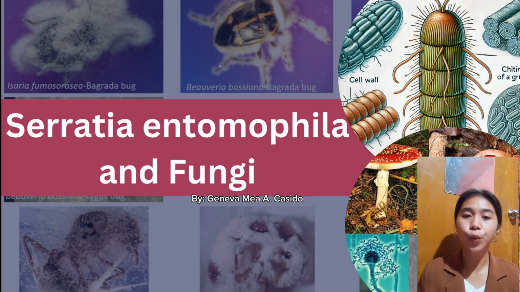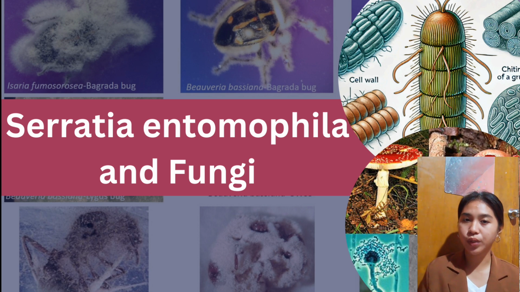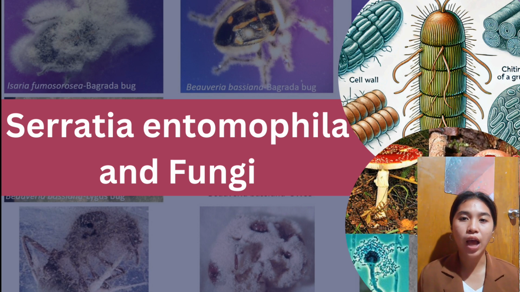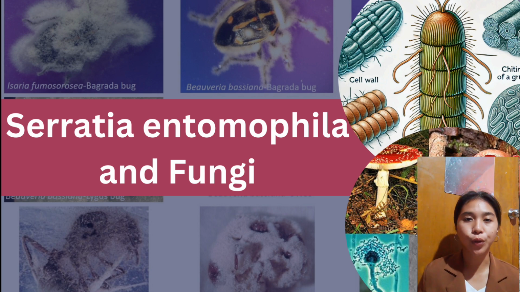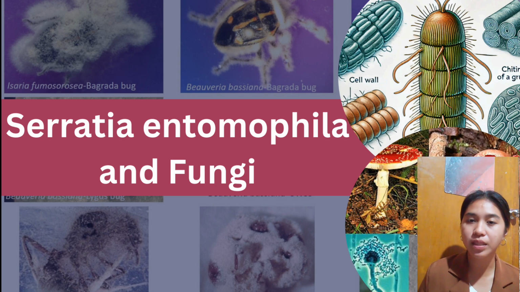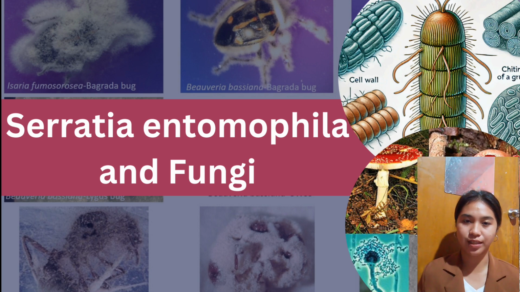For today's video, we will explore two powerful natural enemies of insect pests, which are Serratia entomophila and fungi. These biological control agents offer environmentally friendly alternatives to chemical pesticides and are making waves in sustainable pest management. Let's dive into how this natural organism works to control pests, protect ecosystems, and improve agricultural practices.